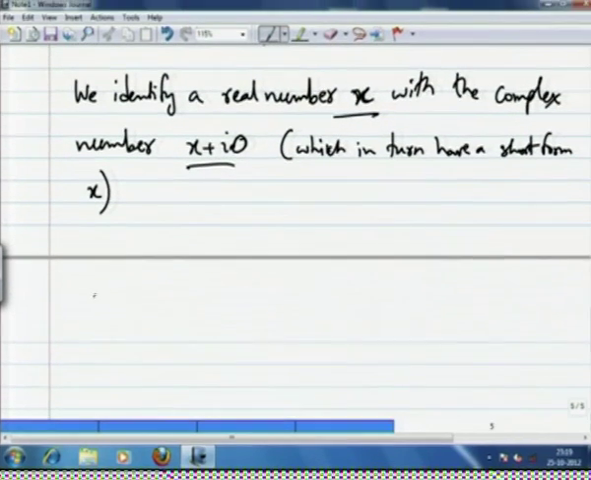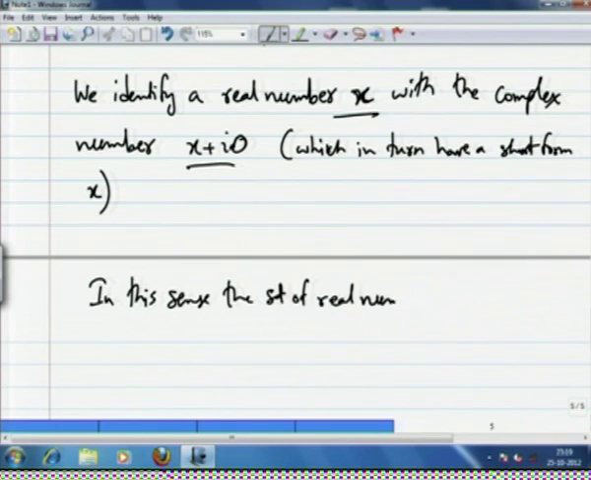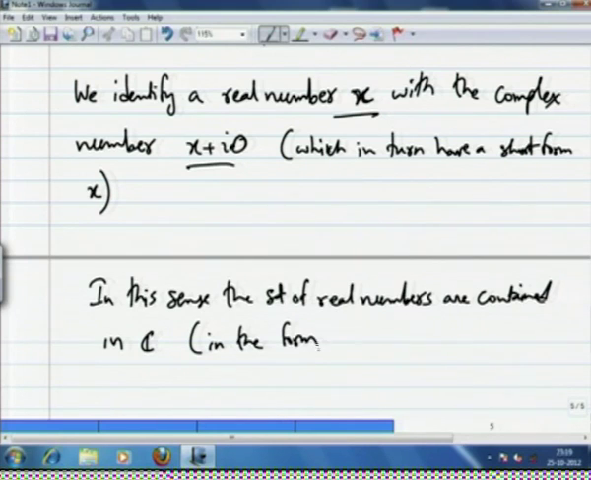And also in this sense, the set of real numbers are contained in C, in the form of the set A plus I times 0, like I pointed out, such that A belongs to R, contained in the set of all A plus I B such that A comma B belong to R. This is the set of complex numbers.